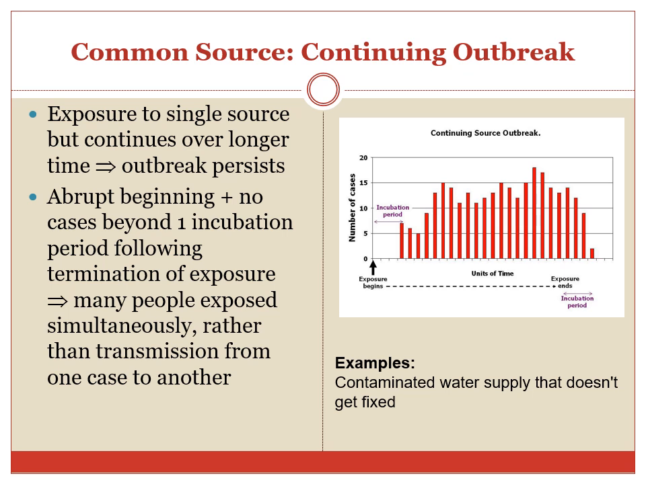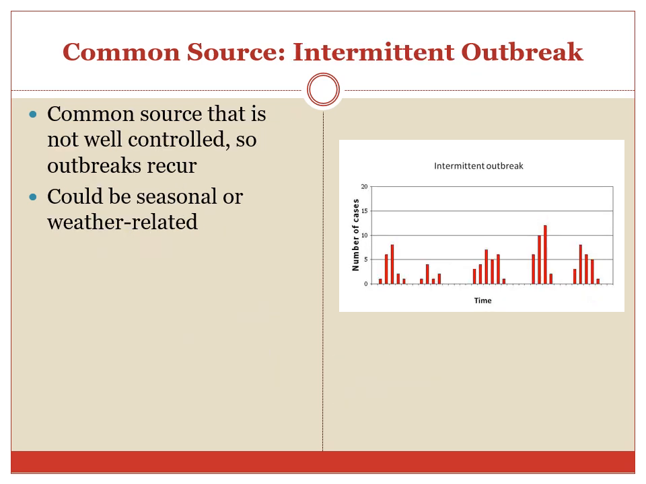So we saw a point outbreak where there is one exposure. We saw a continuing outbreak where there is persistent exposure. And then there is common source and intermittent outbreak where there is intermittent exposure. The source is still there, but people don't have access to it or exposure to it all the time. It could be seasonal or weather related.